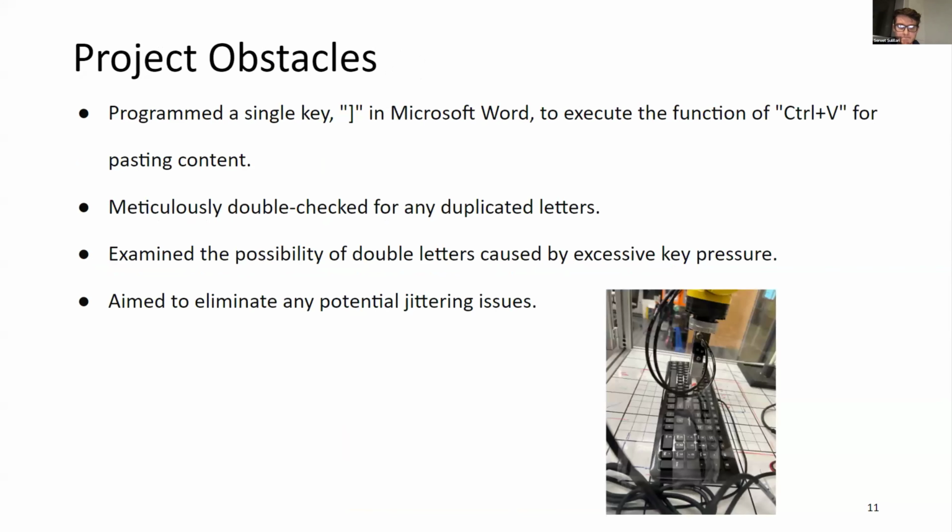Next slide, please. Some project obstacles that we had to face is that the robot can only do one thing at a time. It cannot do copy paste at the same time. So the way we went around that on Microsoft Word, we mapped the right bracket to be the copy paste or the control V to copy the link to open the web page. We meticulously double checked for any duplicate letters. So every time we mapped out one key, we double checked it's not jittering or anything. Next slide.